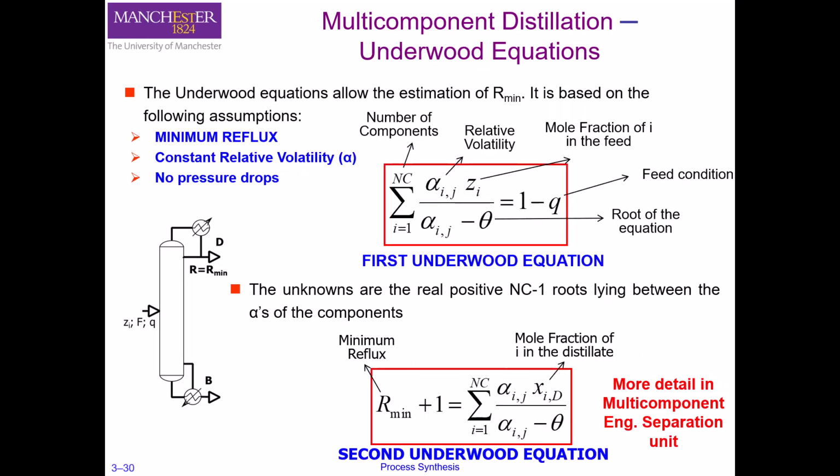Now let's have a look at our second set of equations. Here we have the equations that we call the Underwood equations. In the Underwood equation, instead of calculating the number of stages, we actually focus on the calculation of the minimum reflux ratio. Again, we have the assumption of constant relative volatility, just as in the case of the Fenske equation, and we also have that there is no pressure drop in the column.